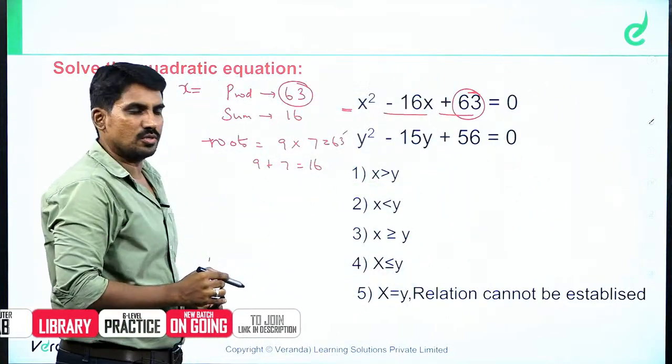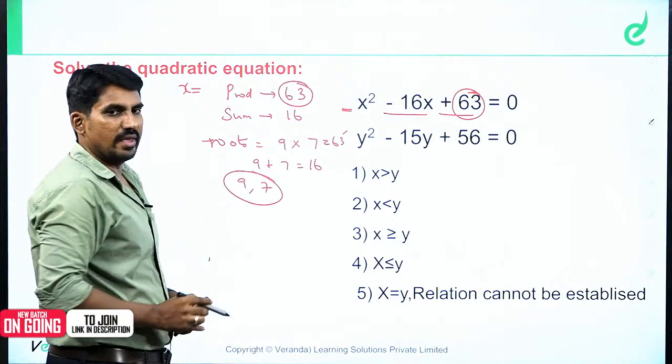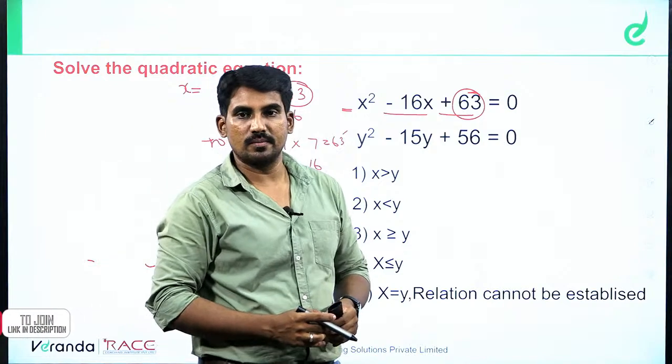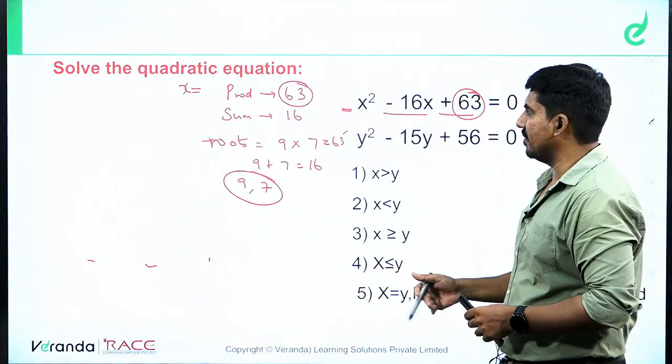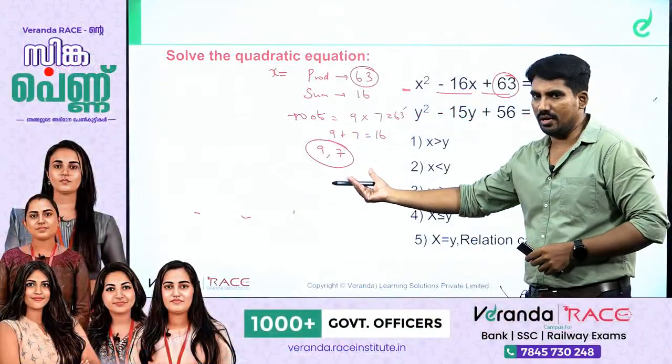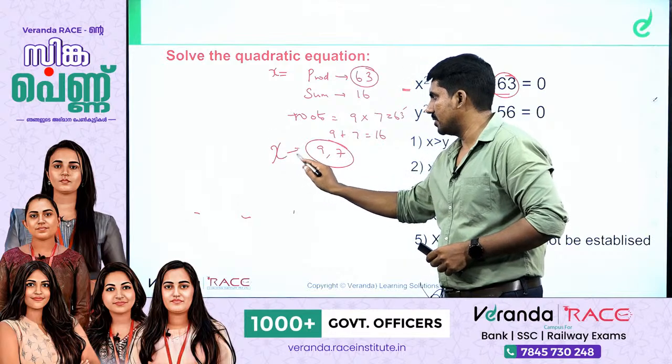Therefore, what are the roots? X value 9, 7. Right? 9 into 7 is 63, 9 plus 7 is 16. X value 9 and 7. Roots are positive, right?